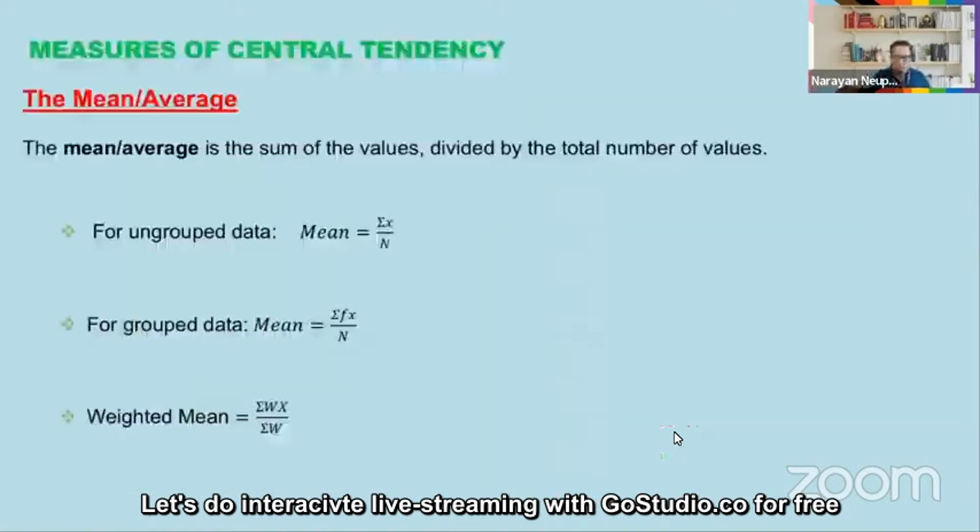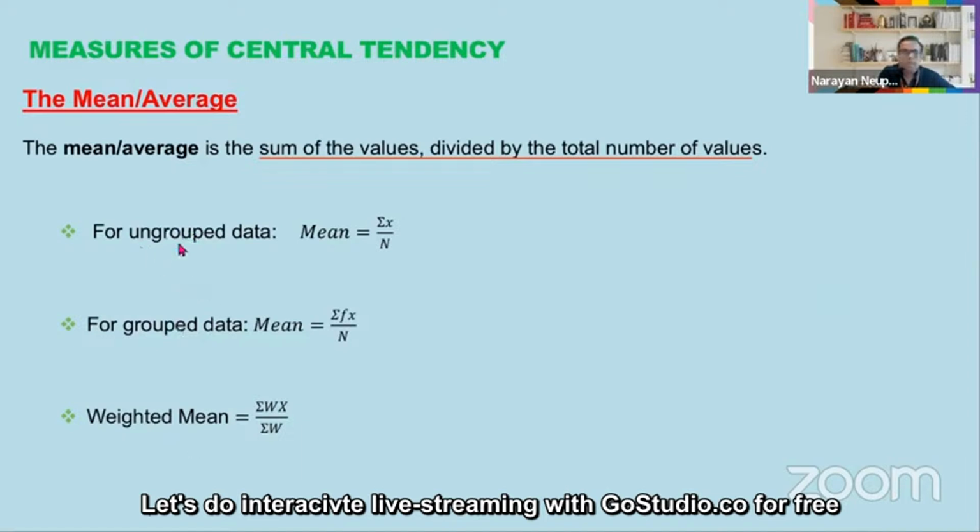The first one is the mean or the average. You already know how we find the average. If I ask you what is average, you'll say it is the sum of all values divided by the total number of values. That is quite famous and all of us know that. But to calculate the mean, we have a few formulas that you need to know.